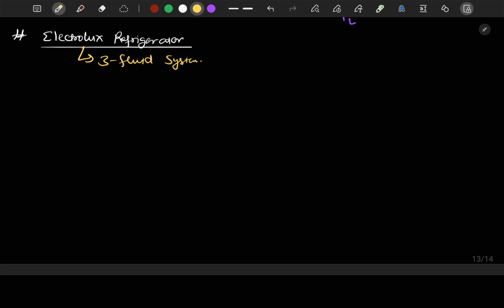With the help of heat only, we will raise the temperature and the pressure of the liquid from the evaporator pressure to the condenser pressure. Okay.